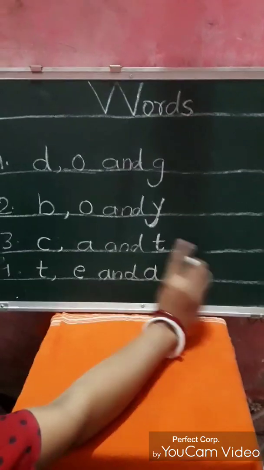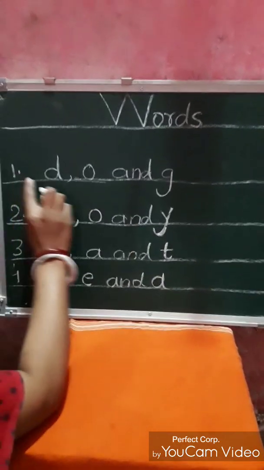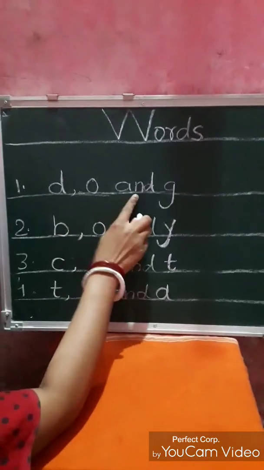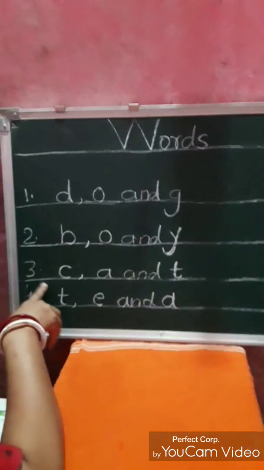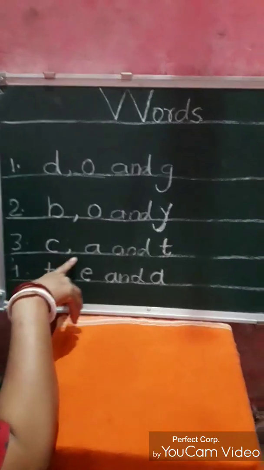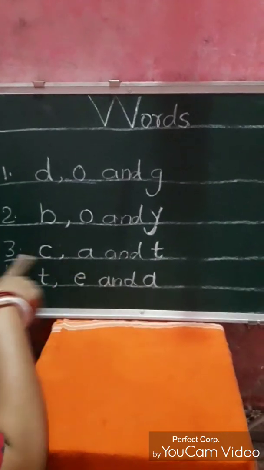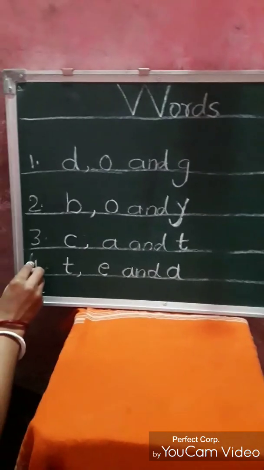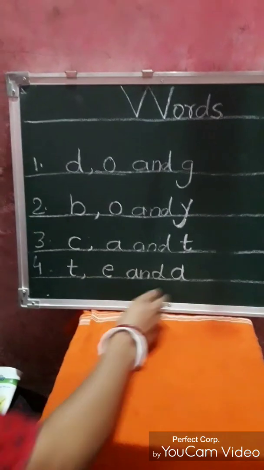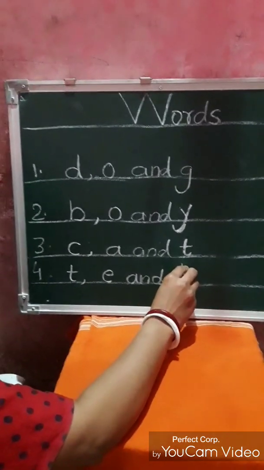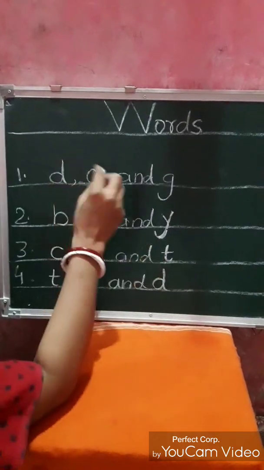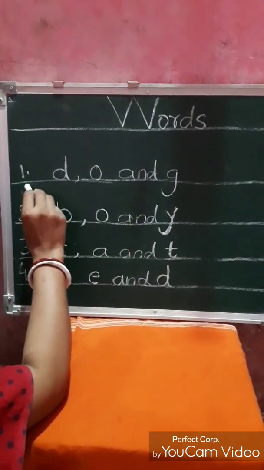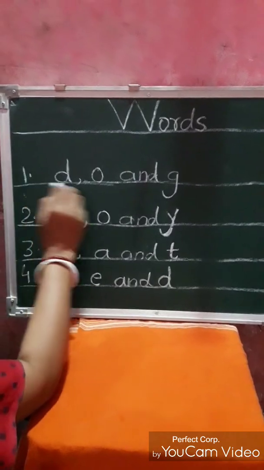Look at the board carefully. In number 1 I wrote some letters. In number 2 also I wrote some letters. In number 3 I wrote some different letters. And in number 4 also I wrote some different letters. Okay. So first we will take an example. First we will move with number 1 letters.